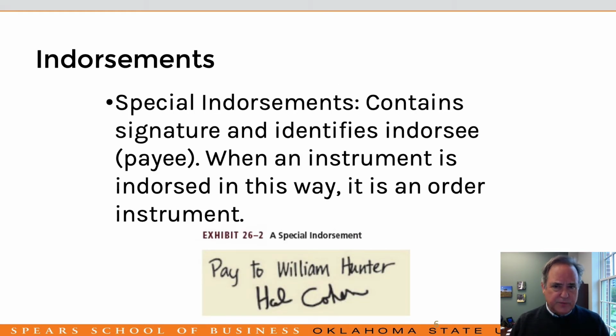Another type of endorsement is called a special endorsement. A special endorsement contains a signature, but it also identifies the endorsee. And when we endorse a check or promissory note in this way, it becomes an order instrument. If it's a bearer document, it becomes an order instrument. If it was originally an order instrument, it remains an order instrument. So in this case, we have a situation in which the endorsement says, pay to William Hunter, and then Hal Cohen. William Hunter is the endorsee, and this endorsement only transfers the rights of Hal Cohen to William Hunter.